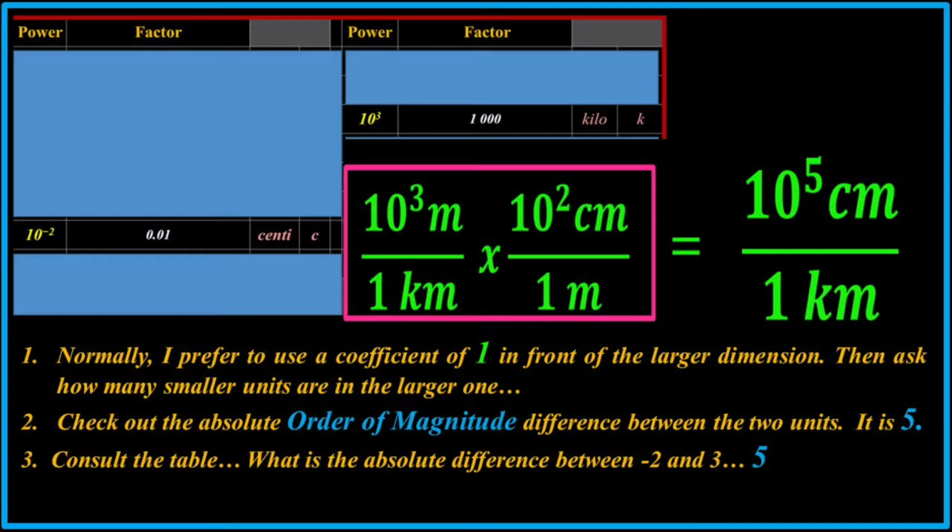10 to the 3rd meters over 1 kilometer, and 10 squared centimeters over 1 meter, and you're going to get 5. So that's how we do it. Now what we'll do is we'll do some practice.